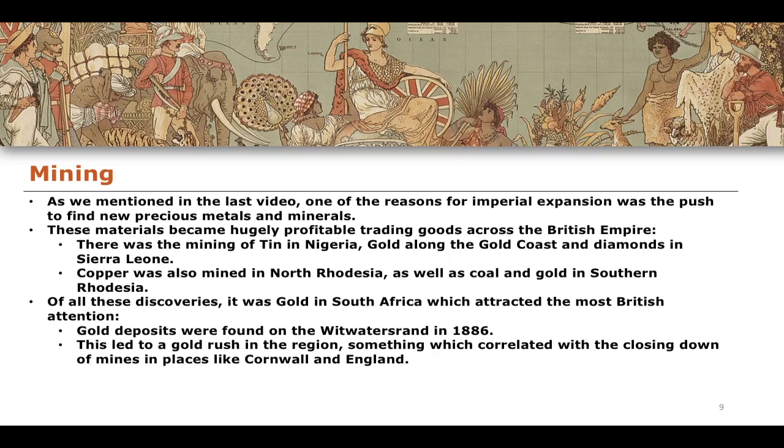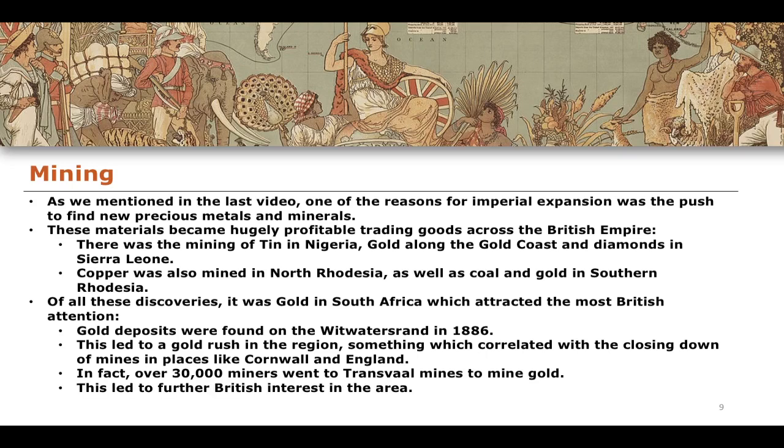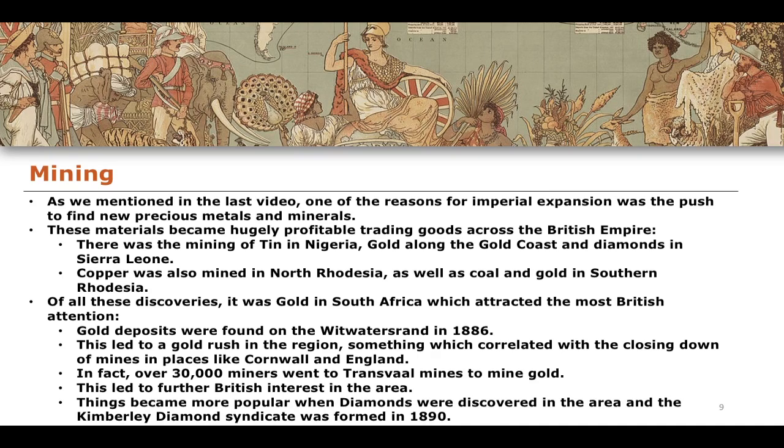Gold rushes like this took place in all kinds of parts of the world. There were gold rushes in the Americas. There were gold rushes in all of Africa, but mainly in this part of the world where we see, in correlation, like I said, with the closing down of mines in places like England and specifically in Cornwall, when the tin ran out in Cornwall, you start to see a huge migration of individuals. Over 30,000 miners traveled to the Transvaal mines to mine gold. And obviously, the result of that was a deepening of British interest in the area.